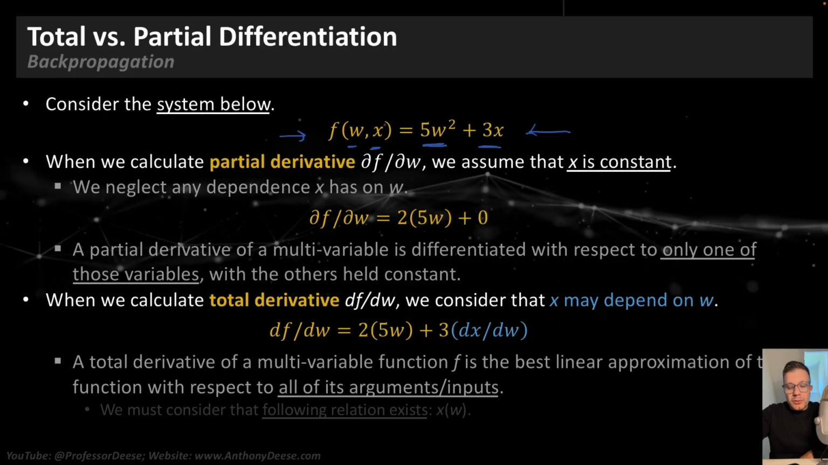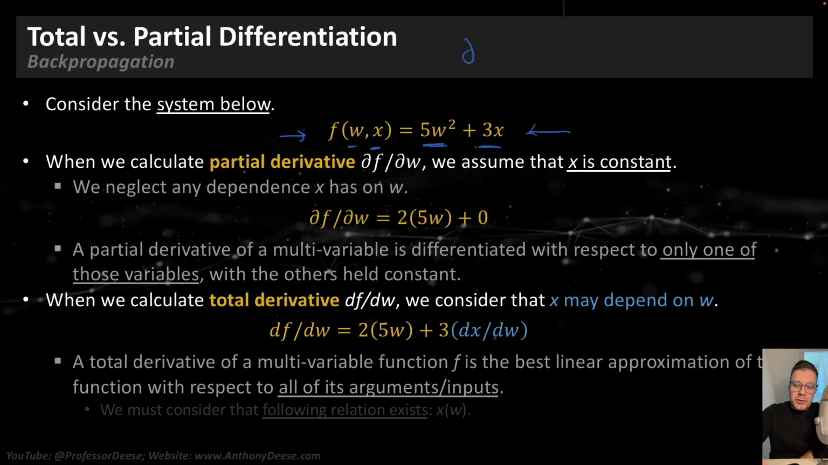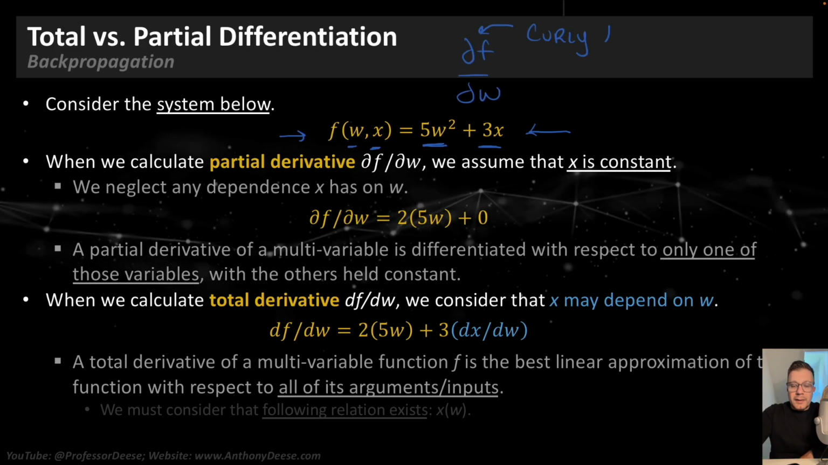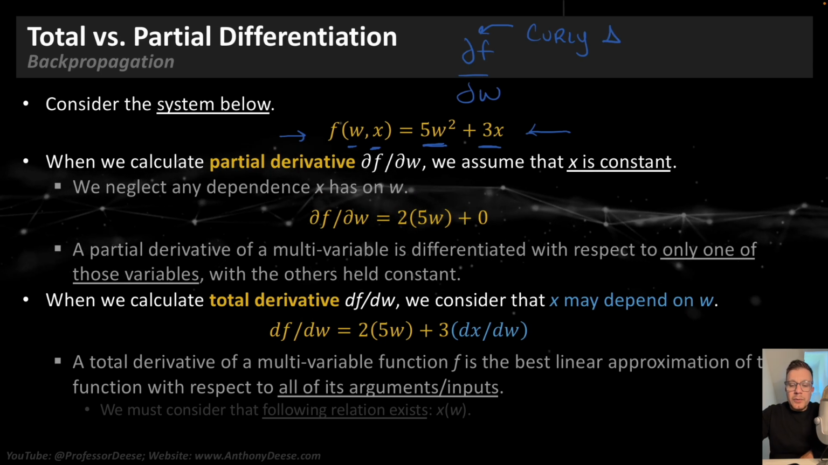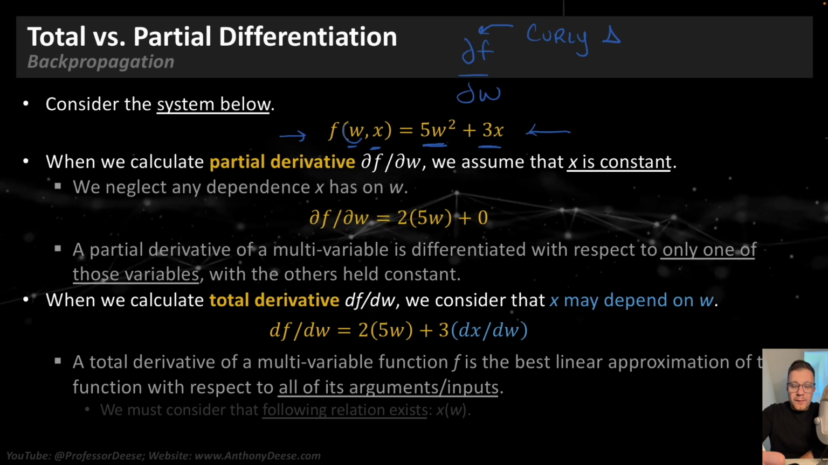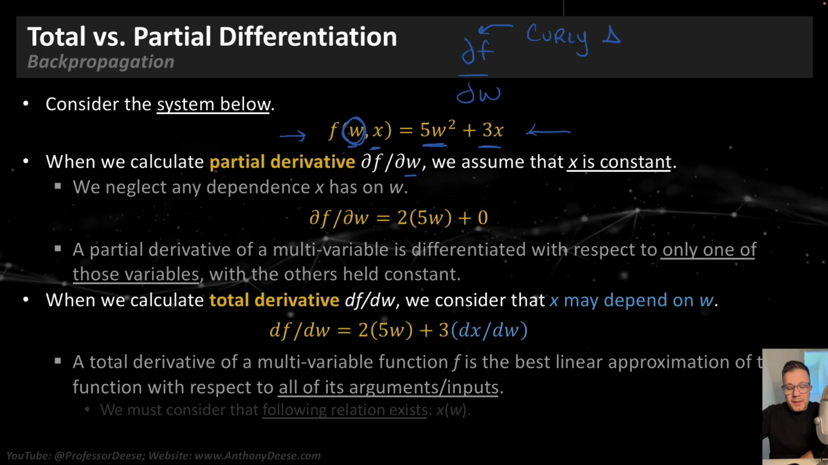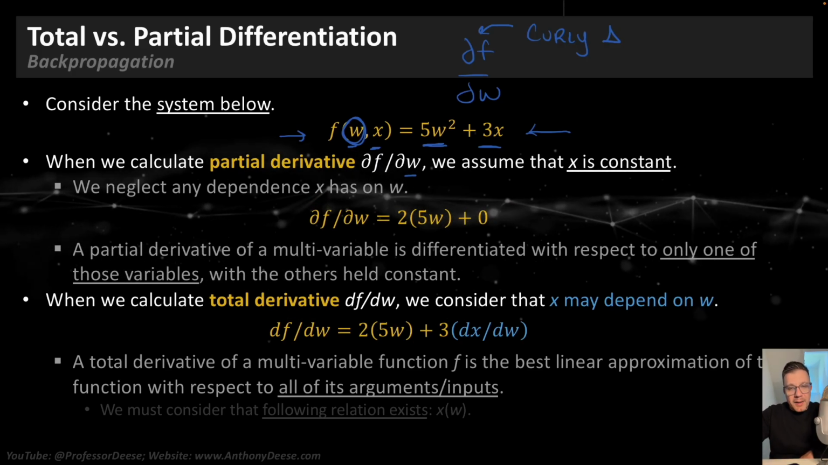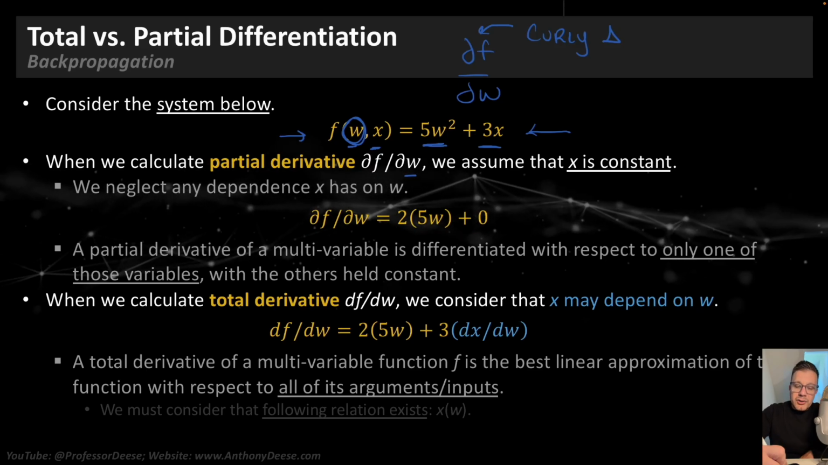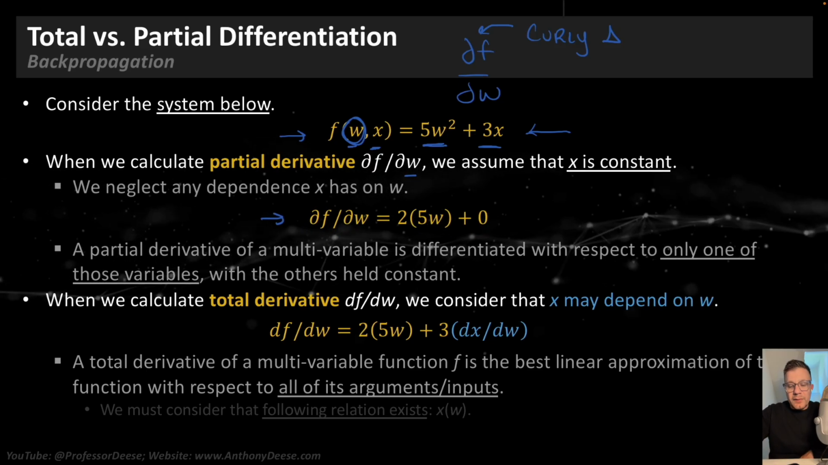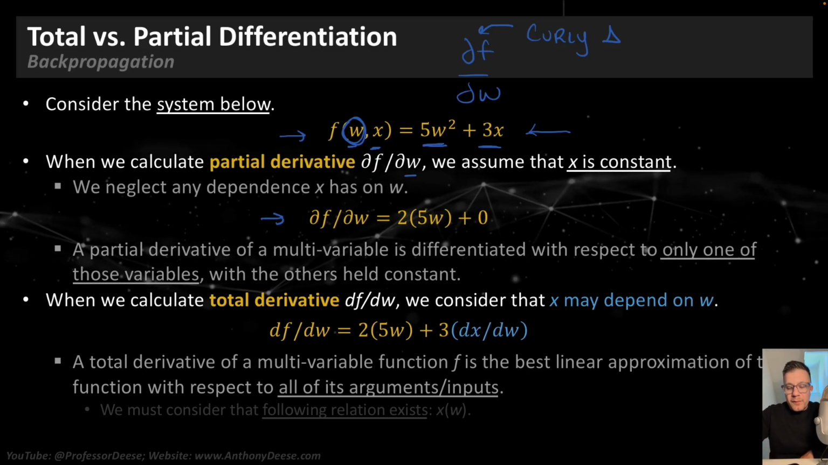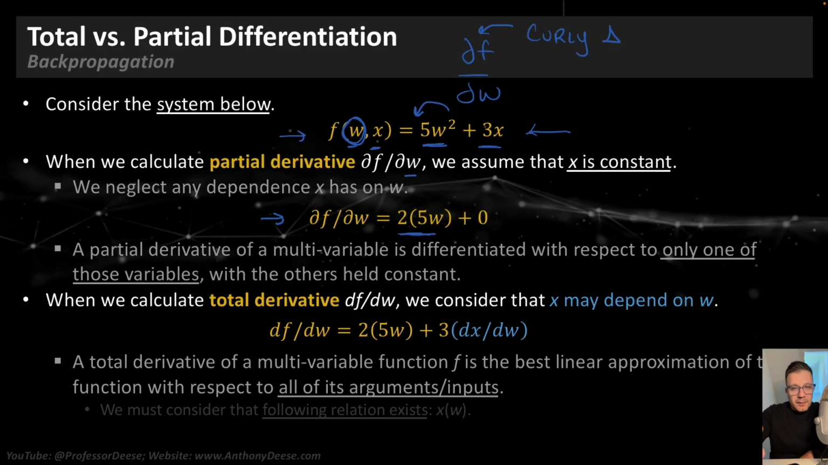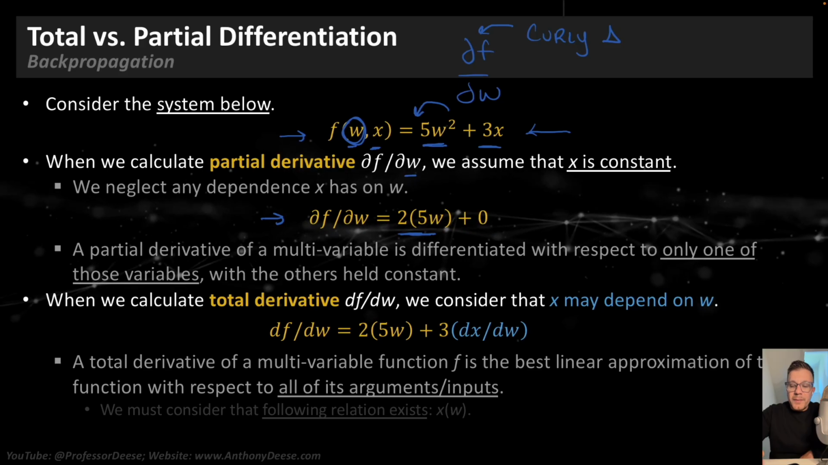When we calculate the partial derivative df dw, for the partial derivative we employ what I call the curly delta symbol. We assume that all other arguments or inputs aside from w, the one with which we are performing the differentiation, are constant. We neglect any dependence x has on w, and as such, we end up with the partial derivative defined here, where the partial derivative of f with respect to w is equal to 10w, that's calculated by simply following the traditional rules of differentiation, plus 0.